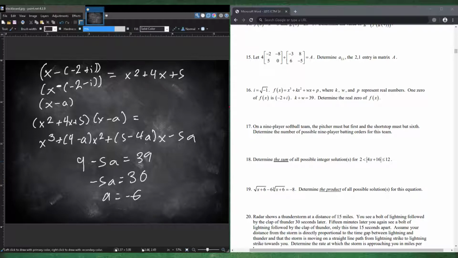So determine the real zero. So the real zero is going to be our a. So our a is negative 6, which is what we already calculated. So that is our answer for number 16.